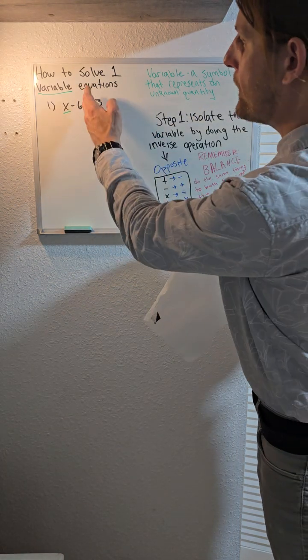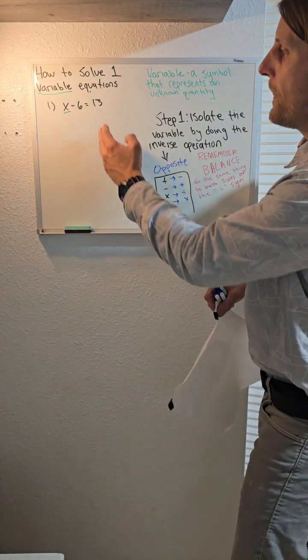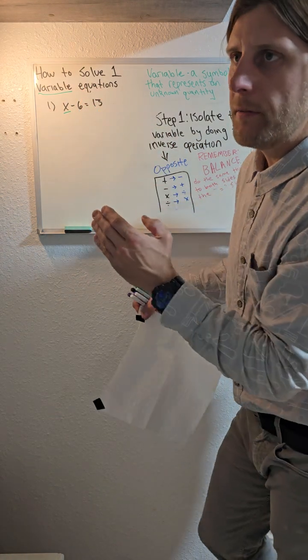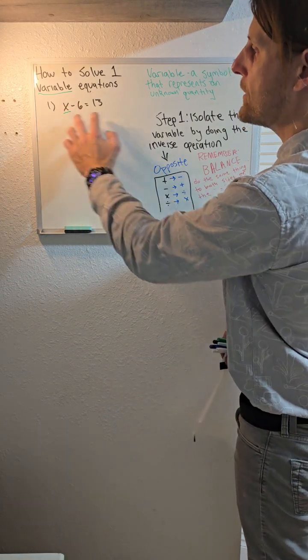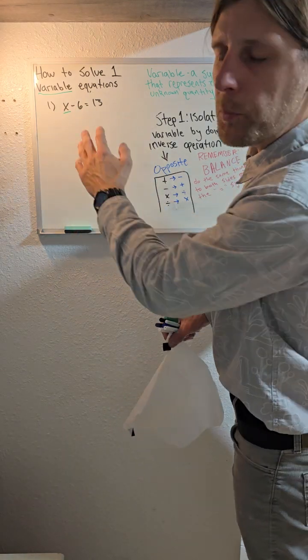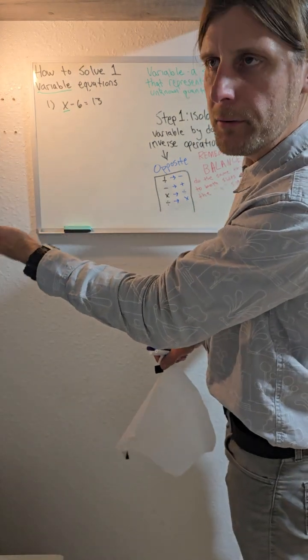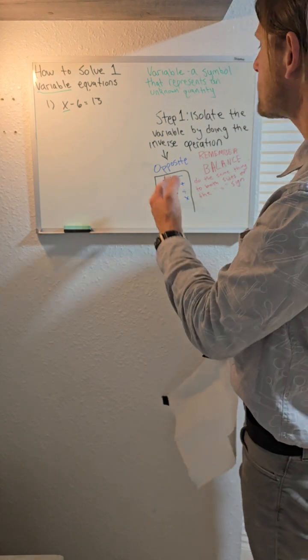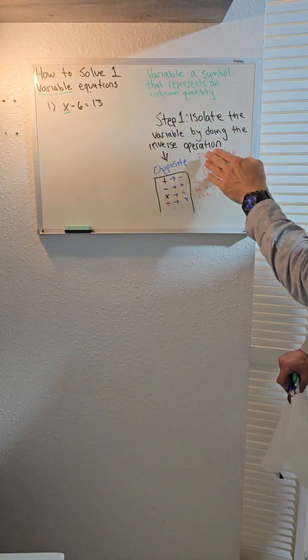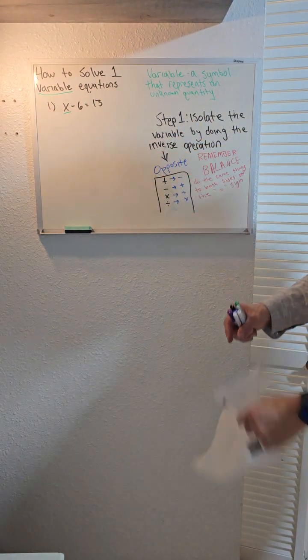And remember this equal sign, everything that's done to one side must be done to the other. So if this equation states this is equal to this, well, if we mess with one side of the equal sign, we have to do the same thing to the other for the equation to stay true. So step one is to isolate the variable by doing the inverse operation.